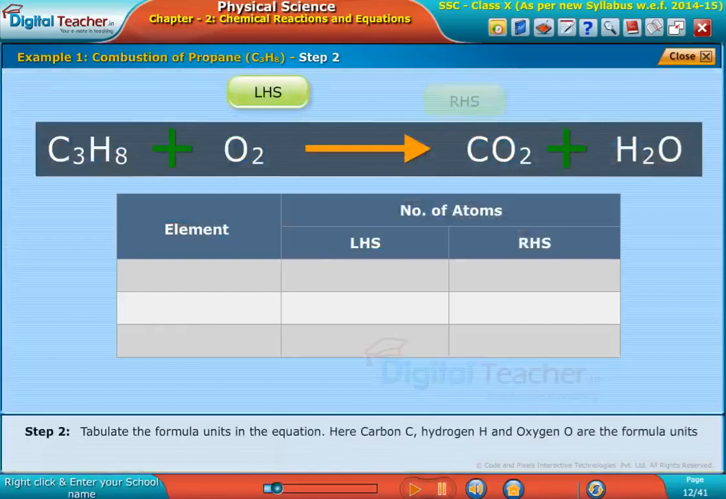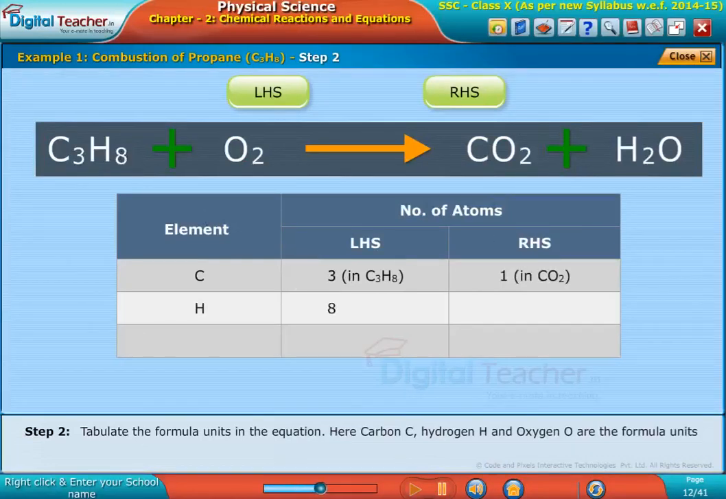Step 2. Tabulate the formula units in the equation. Here carbon C, hydrogen H, and oxygen O are the formula units.